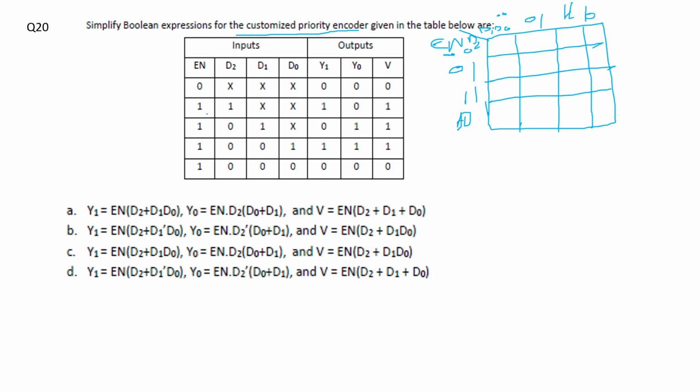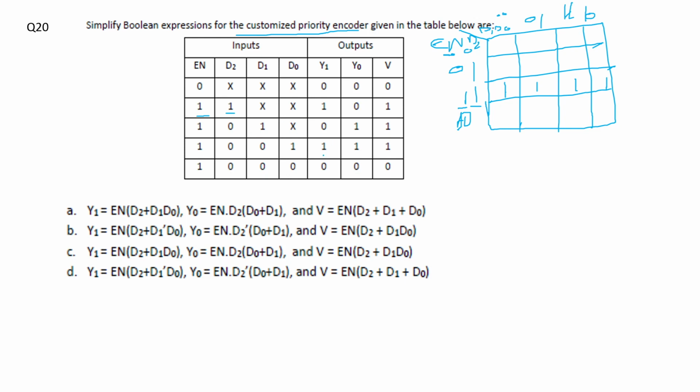So let's check for when y1 is 1. Y1 is 1 when d2 is 1 and en is 1, and we don't care about d1 and d0, so this row will completely be 1, because there is a don't care condition on d1 and d0, so it will always be 1 when these two are 1.